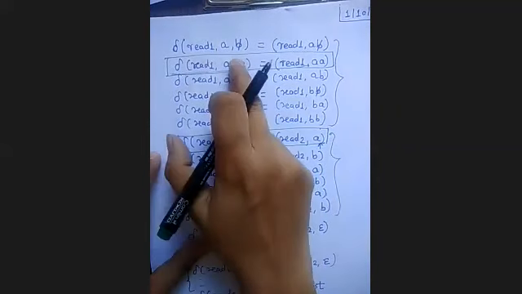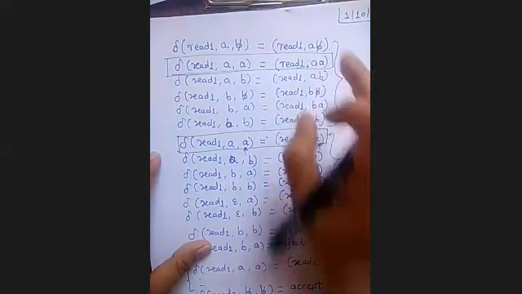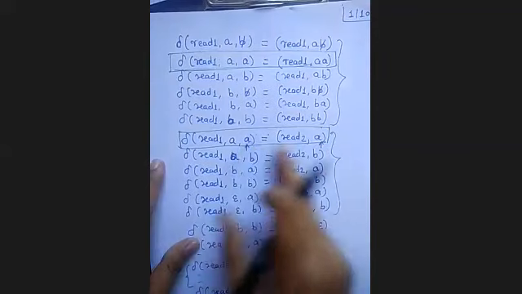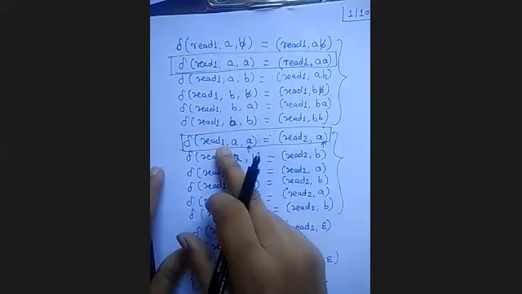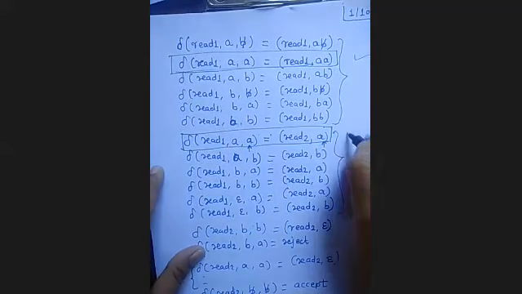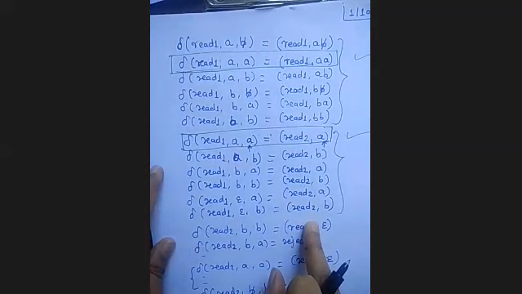In this case, A is pushed onto the top of the stack, so the stack contains A. Here, nothing is done on the stack. The stack remains as it is and just the state is changed from read 1 to read 2. So that's why this is an NPDA. The same case is there for B B. You can check. Where is the other case?